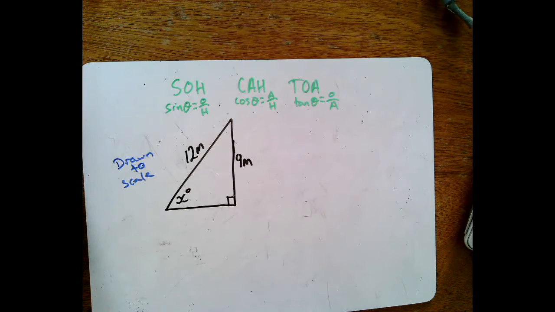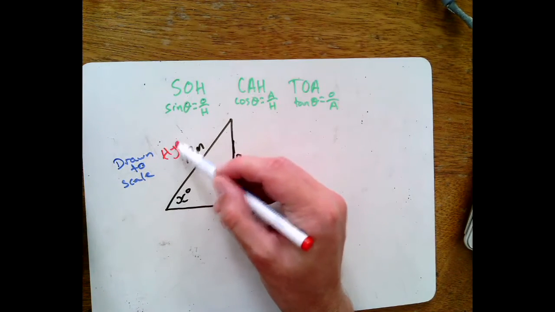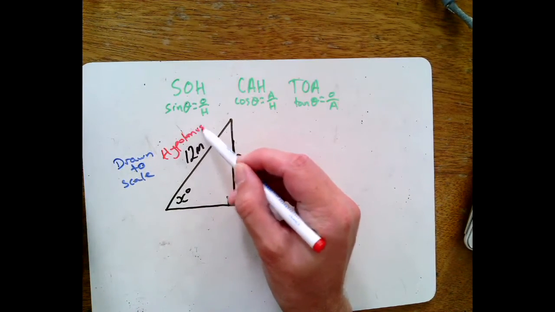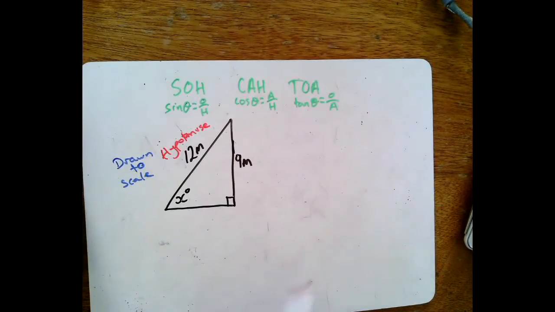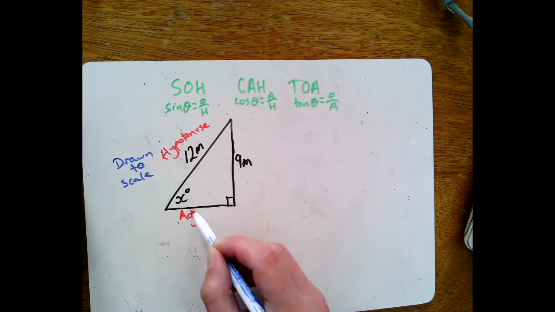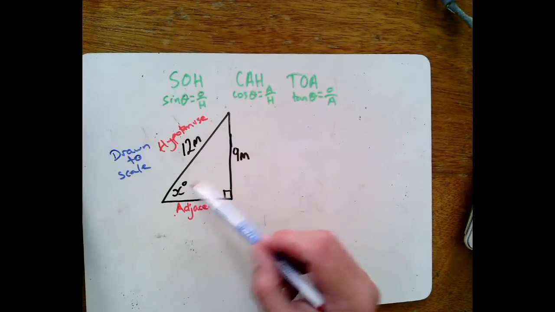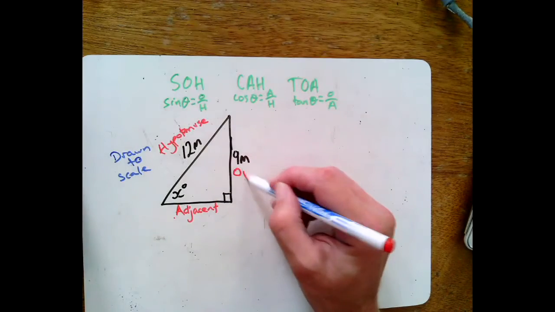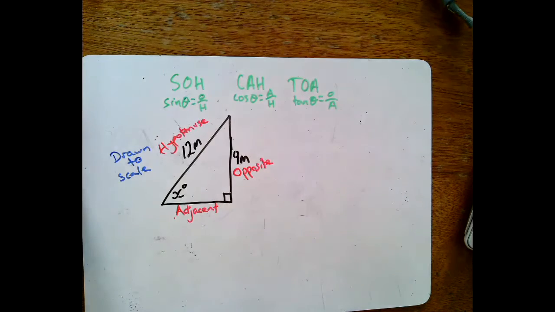Now the next step that we talked about was labeling our triangle. The longer side is the hypotenuse, that's the one across from the right angle. Then I need to go to the adjacent next, so the angle's there, so the other side next to the angle is the adjacent, and the one across from it is the opposite.